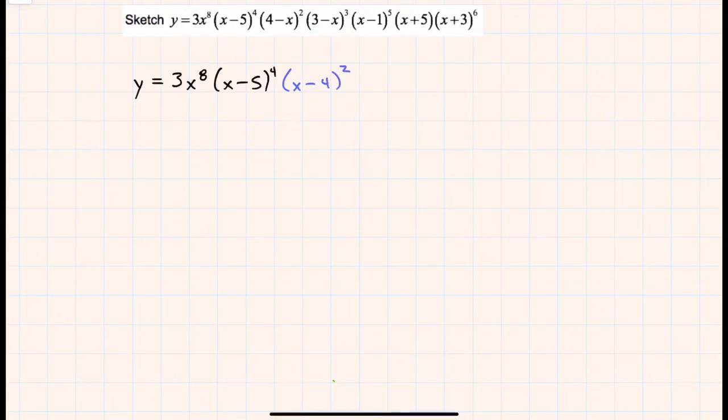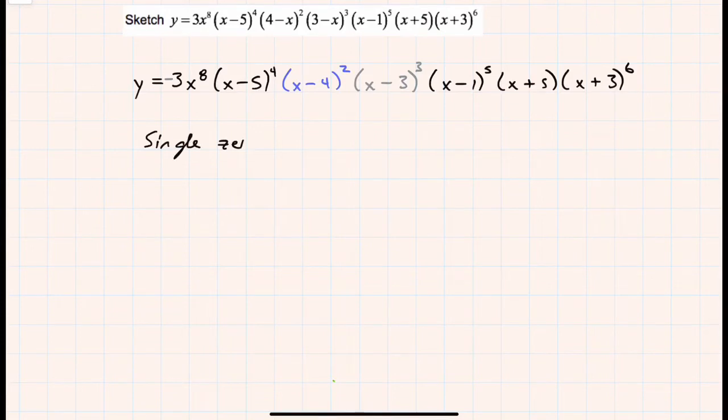Because this is squared, it doesn't actually do anything because when you square a negative, it stays positive. But this next one, 3 minus x to the power of 3, I want to turn this around as well. When I factor out the negative to make that x minus 3, because it's cubed, when you cube a negative, it makes another negative. So I'm just going to take that negative and stick it onto the 3 at the front. So instead of being 3x to the 8th, now it's negative 3x to the 8th. And everything's ready to go.